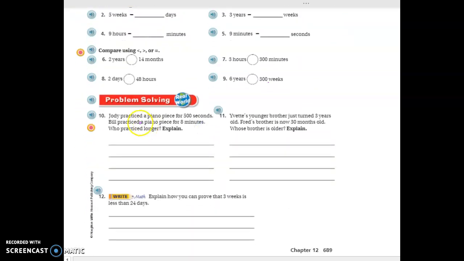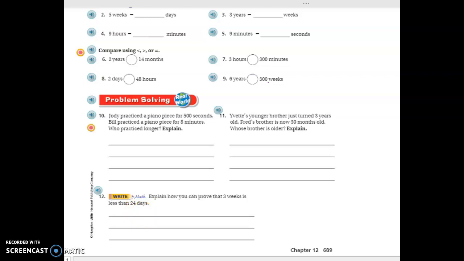Number 10, Jody practiced a piano piece for 500 seconds. Bill practiced a piano piece for 8 minutes. Who practiced longer? Explain. Number 11, Yvette's younger brother just turned 3 years old. Fred's brother is now 30 months old. Whose brother is older? Explain. Number 12, explain how you can prove that 3 weeks is less than 24 days. Again, go ahead and pause whenever you need.